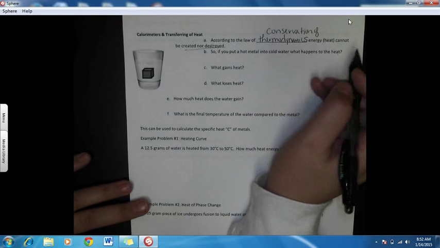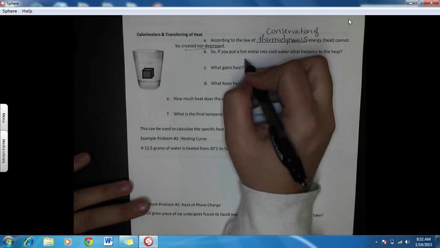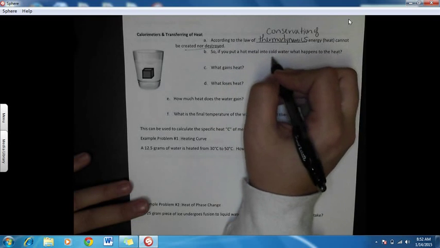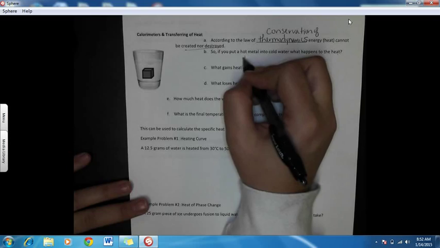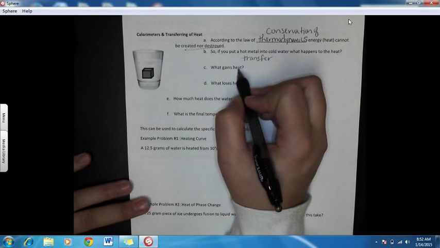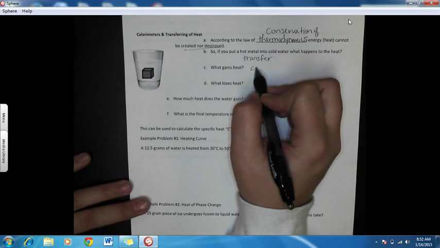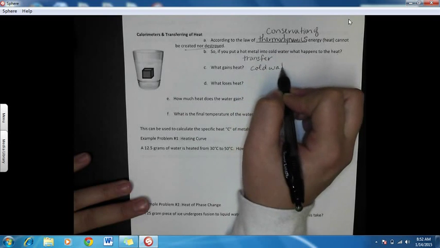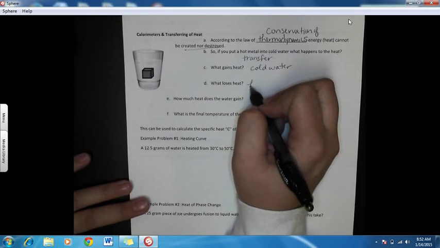So in order to understand what's going to happen to the heat, we know that heat flows from things which are hot into things which are colder. So the heat is going to transfer. And so in this case, what's going to gain the heat? Well, the cold water. And what's going to lose the heat? The hot metal.